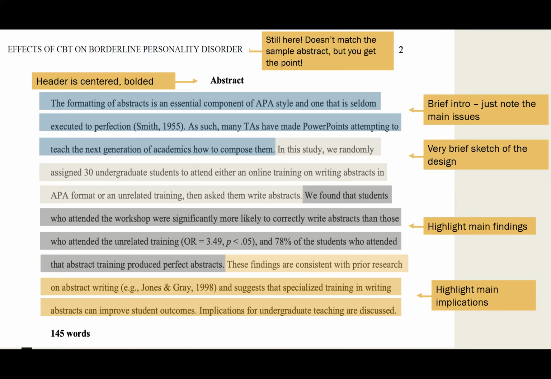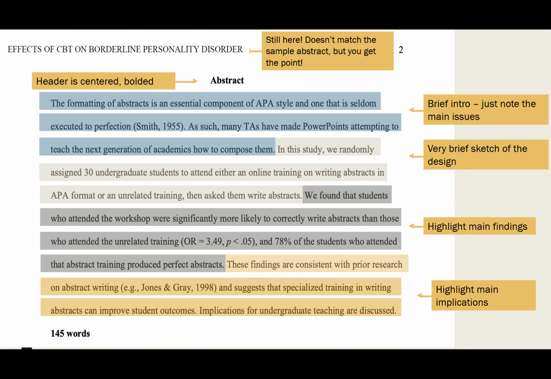The first couple sentences summarize your introduction, only noting the main issues. So basically, why is your study needed in 1 to 2 sentences? I know that's tricky, and it is really a skill that you need to build. Next, you sketch your methods out very briefly and then highlight your main findings. Lastly, you highlight the main implications of these findings.